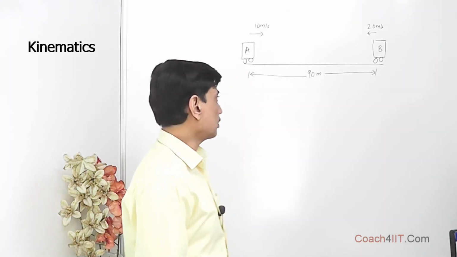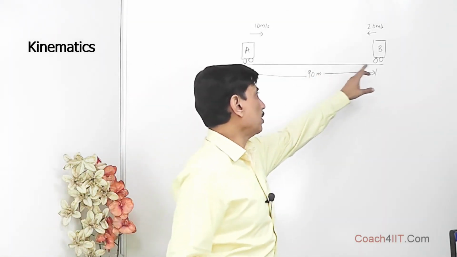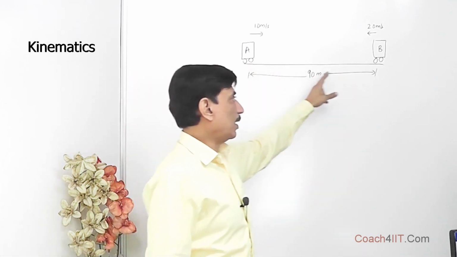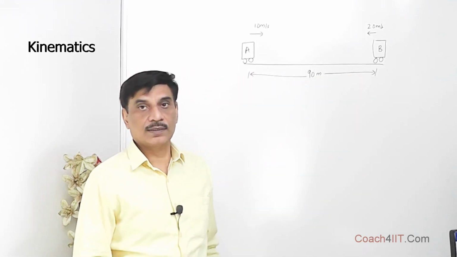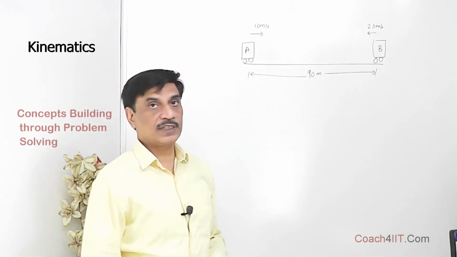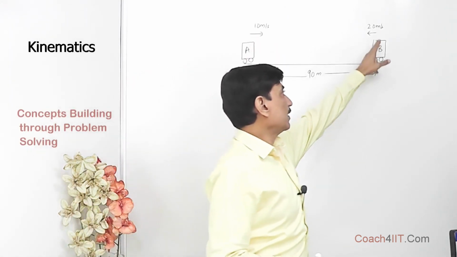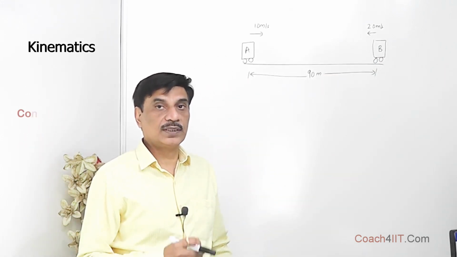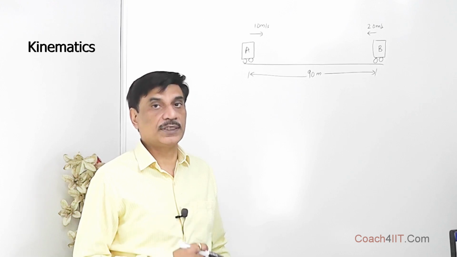We have two bodies, body A and body B, or car A and car B. They are moving in a rectilinear path along a straight line. One is moving this way with a speed of 10 meters per second, and the other's speed is 20 meters per second this way. We are asked when and where these bodies are going to meet each other.